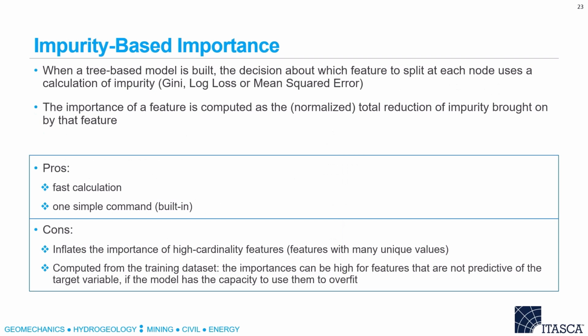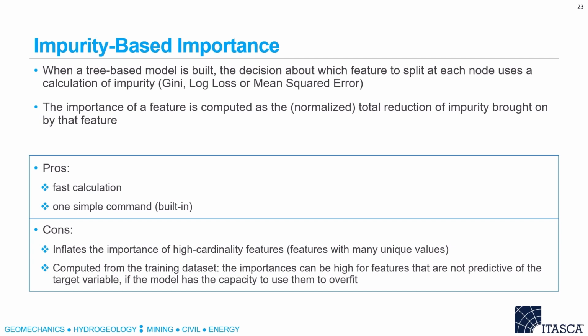First off is impurity-based importance. A major limitation with this method is that it can only be used on tree-based algorithms. When a tree-based model is built, the decision about which feature to split at each node uses a calculation of impurity, commonly Gini impurity. The importance of a feature is computed as the normalized total reduction of impurity brought on by that feature. The advantages of this method are that it's a very fast calculation and is typically one simple command that gives you these importance values for a tree-based algorithm.